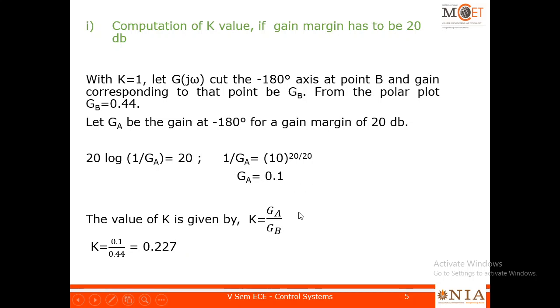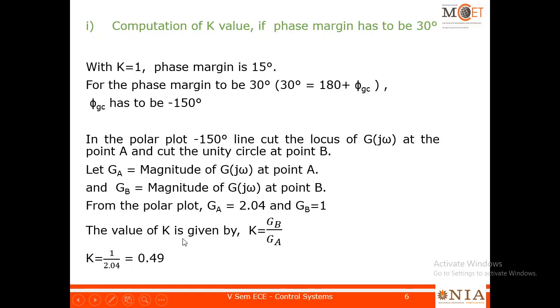I repeat it. You have to get two values, one is GB and another one is GA. To get GA, you use this formula. Please supply here the required gain margin in decibels, because we are using 20 log. And GB is nothing but the gain on the graph corresponding to K equal to 1 where it cuts the minus 180 degree line. At that particular point, you have to find the gain. As I said, the GB gain is 0.44. So just divide it and you will get the value of K. So this is the first subdivision.